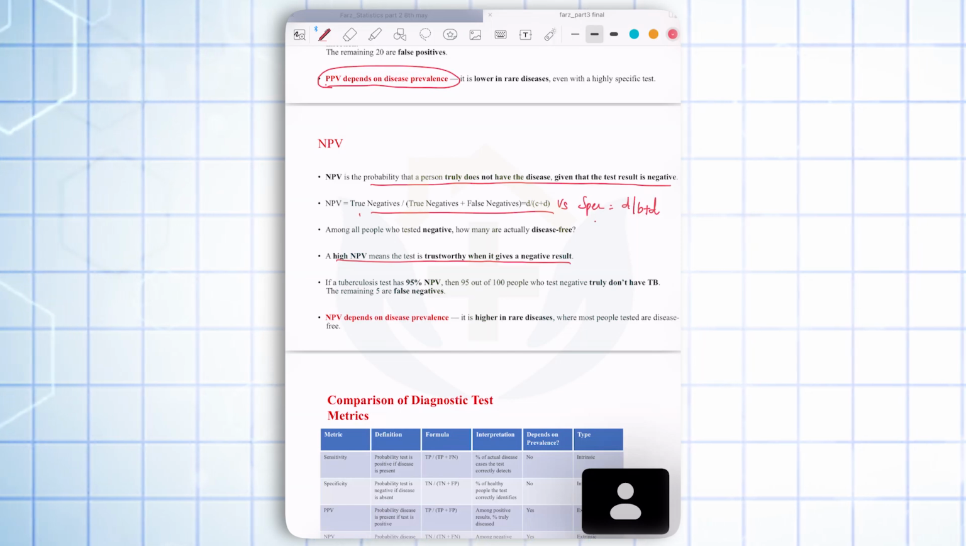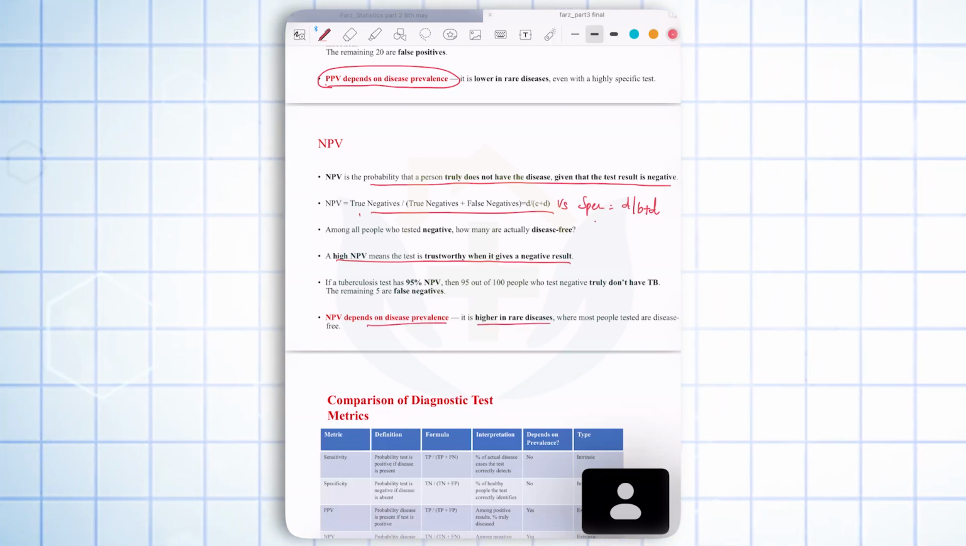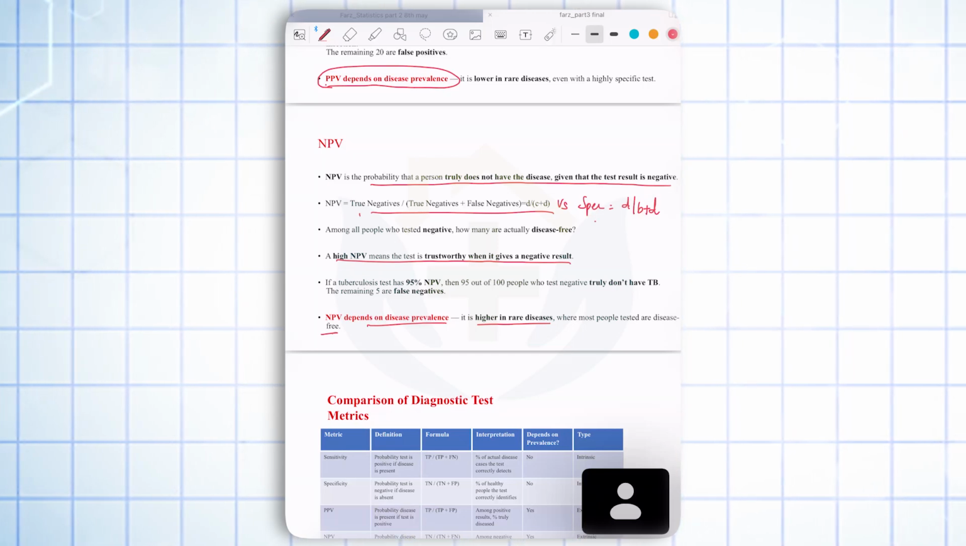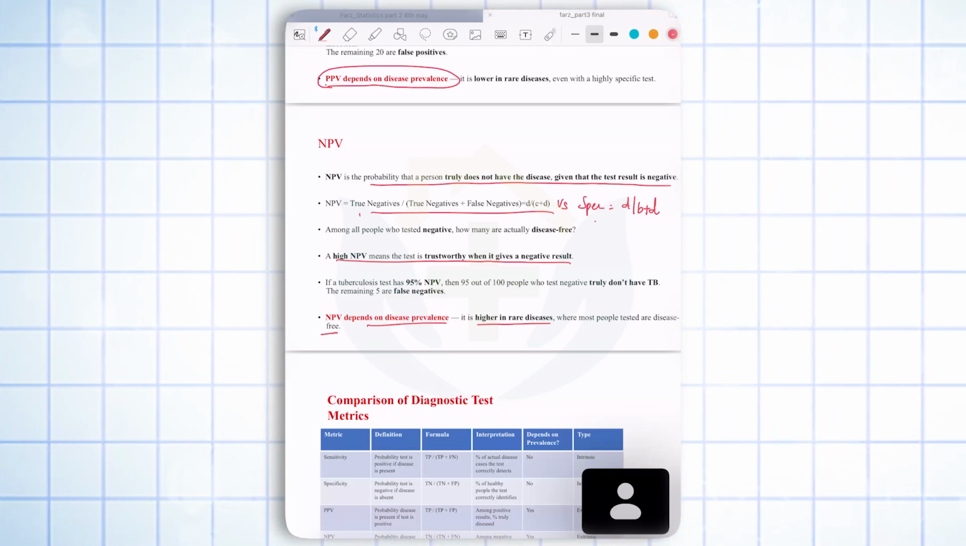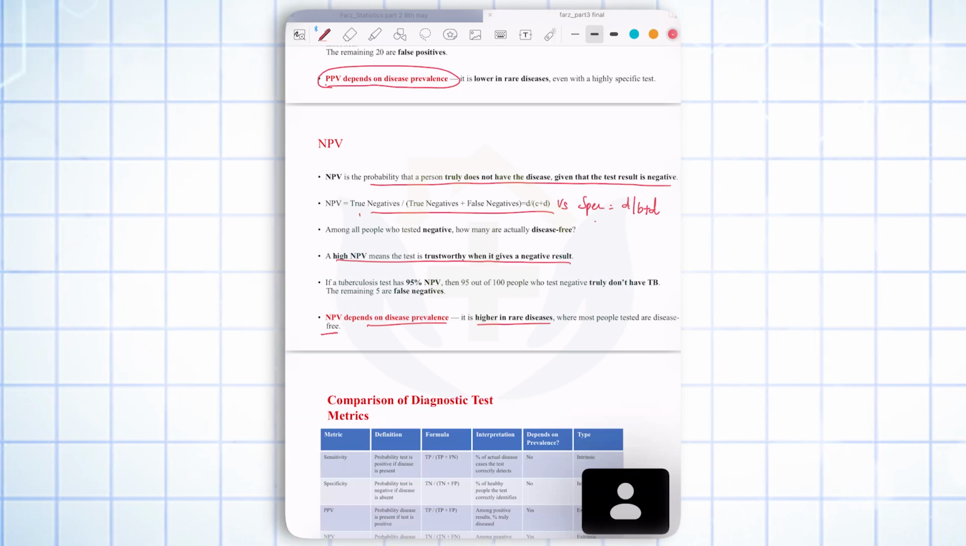So again, it is influenced by the disease prevalence. So it is higher in rare disease where most people are disease free. So for example, if the disease itself is rare and the test is negative, then you are very confident that the patient is less likely to have the disease.